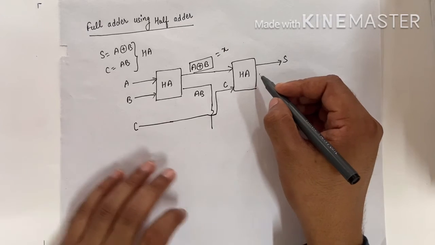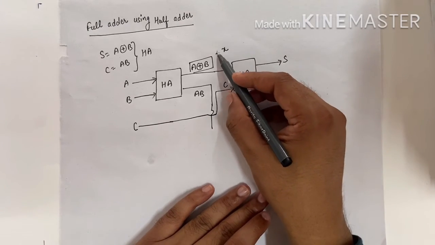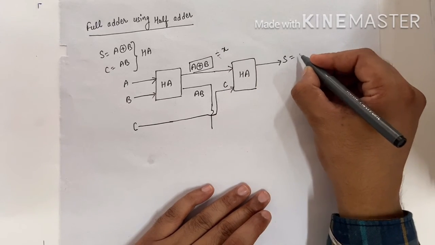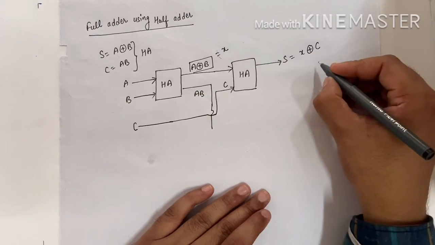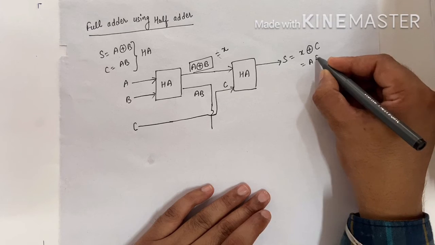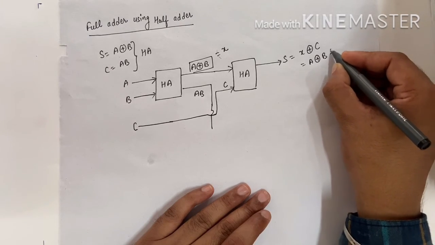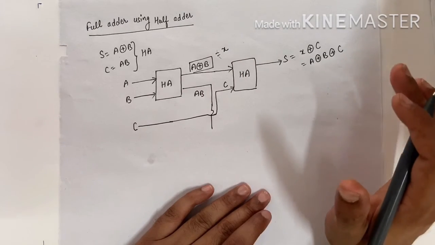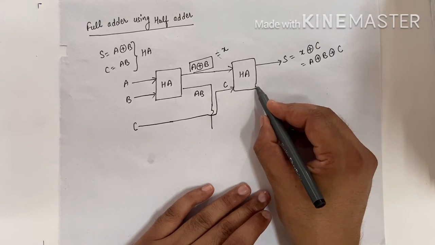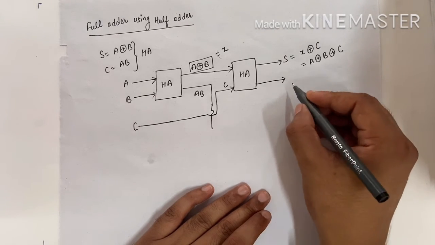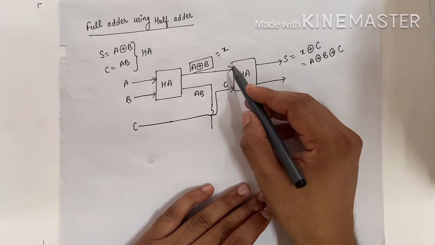For the sum condition in the half adder we have to XOR X and C, then sum is X XOR C. X is what? A XOR B, then we have to write A XOR B XOR C. We can get the full adder sum. Now we have to develop the carry. We can see here carry. So we can see carry is what?